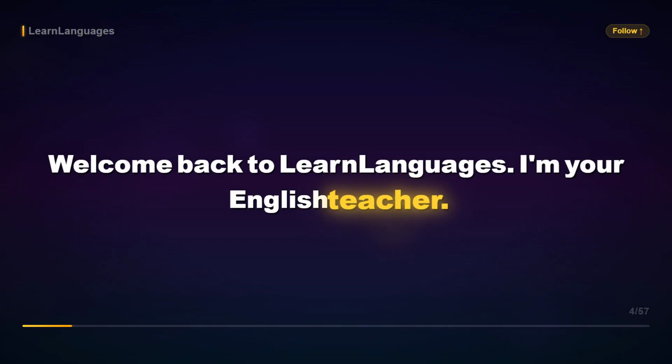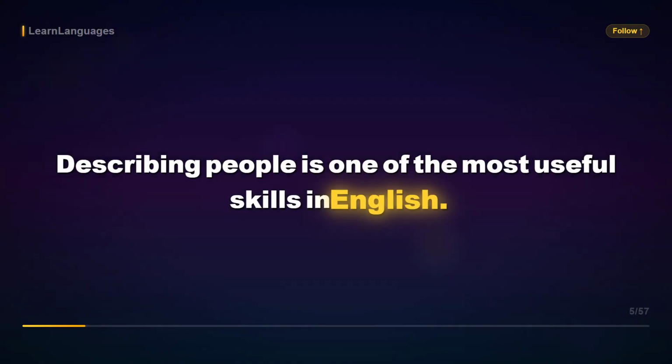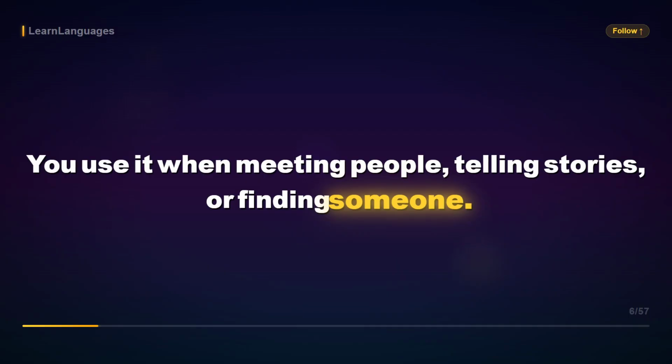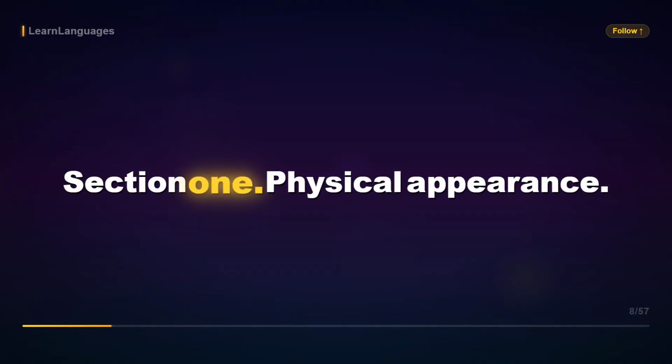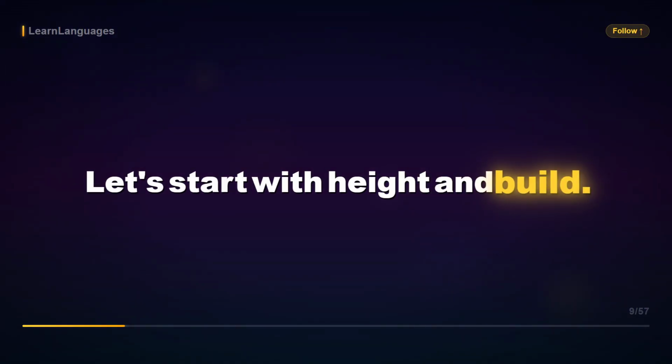I'm your English teacher. Describing people is one of the most useful skills in English. You use it when meeting new people, telling stories, or finding someone in a crowd. Let's learn the key words. Section 1. Physical appearance. Let's start with height and build.